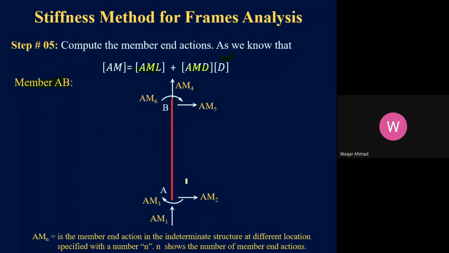Okay, directions and locations. Now, what do we mean by direction? Direction means that I am fixing my first member end action, AM1, to be acting at this end of the member AB, and its direction is upward. I'm fixing its direction to be upward, and also its location to be here at the joint A of the member AB. So this becomes my AM1.